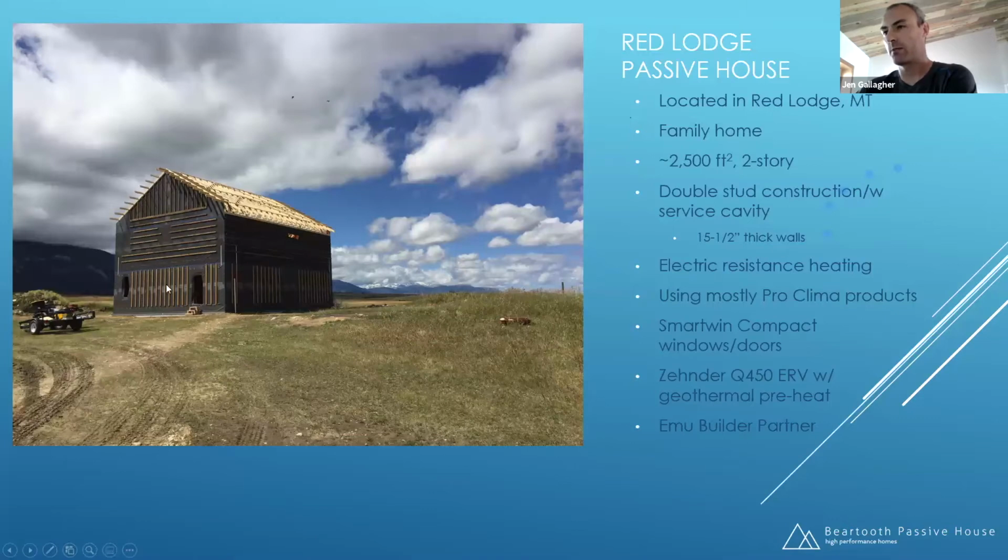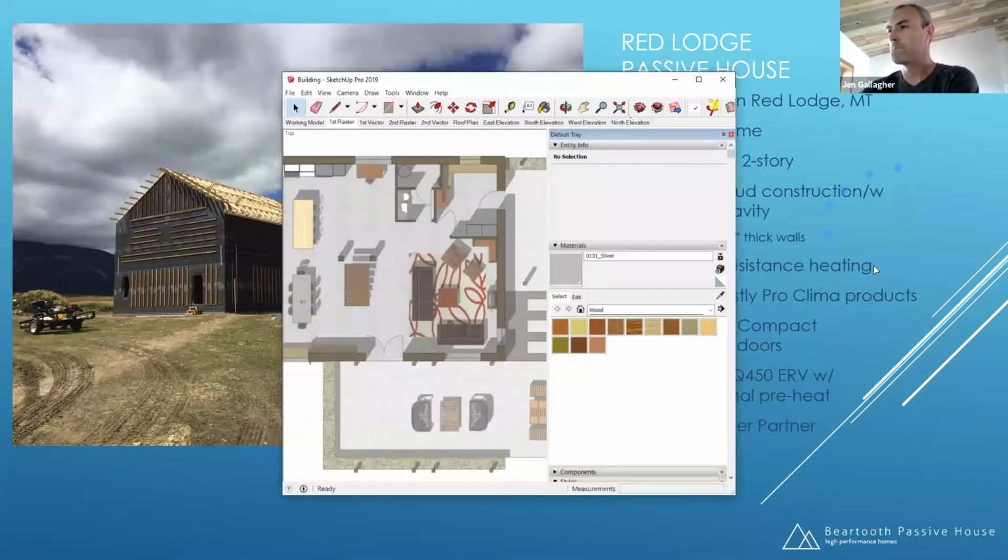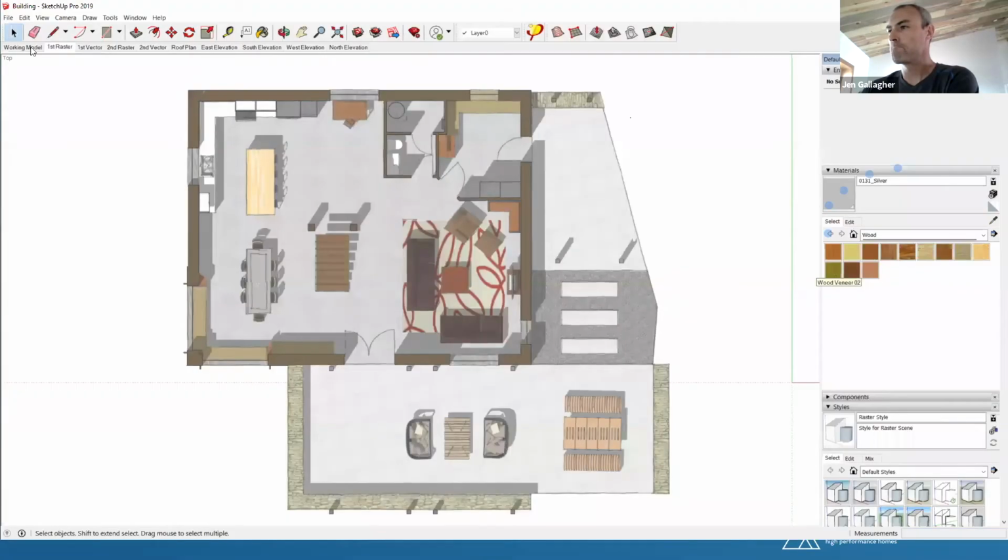Some of this wood on the outside may look a little bit strange to people, but that's just a rain screen cladding that you put on so that you can have improved ventilation and such behind your siding. So, let's take a look at our house.